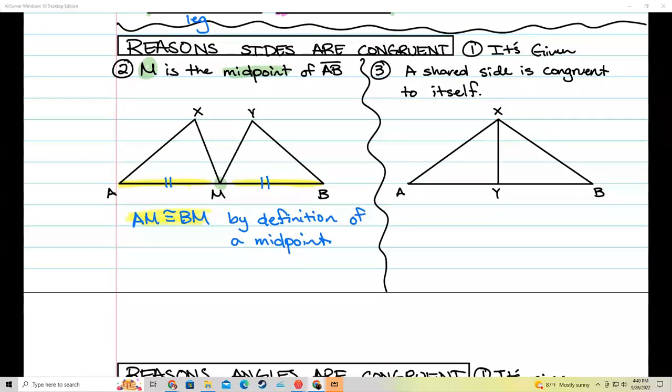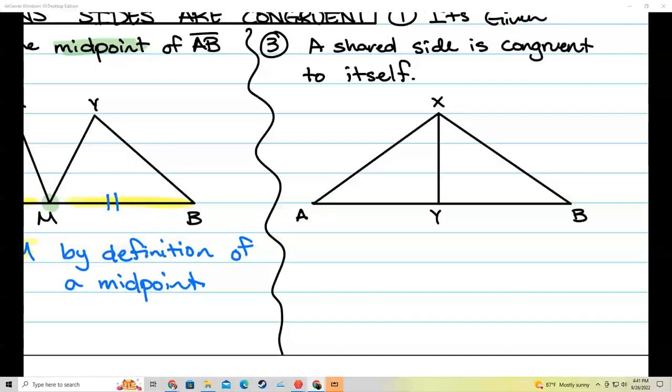The third way we know sides are congruent is when a shared side is congruent to itself. And that's going to be a little bit difficult at first to get used to. Like, wait a minute, why do I have to say that? But later on down the road, it'll make more sense why I have to say it. So here's two triangles. And the best way I can show this is by drawing these a little strategically. There's the triangle on the left and the triangle on the right.